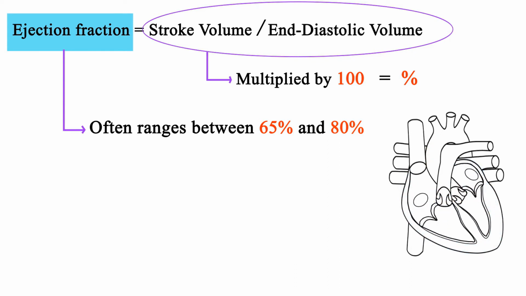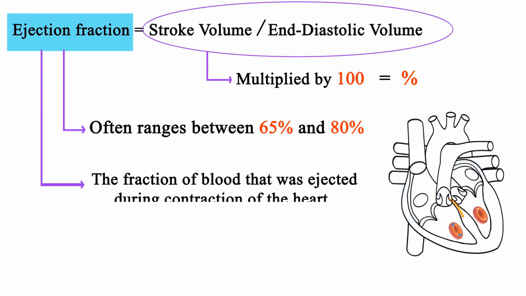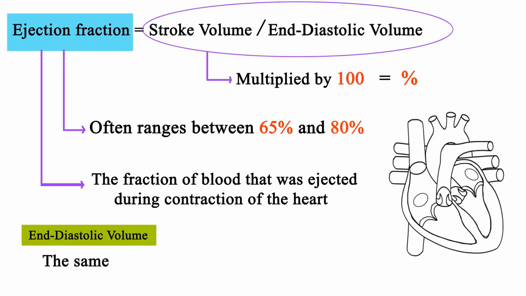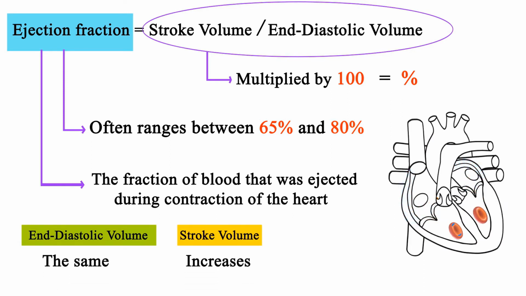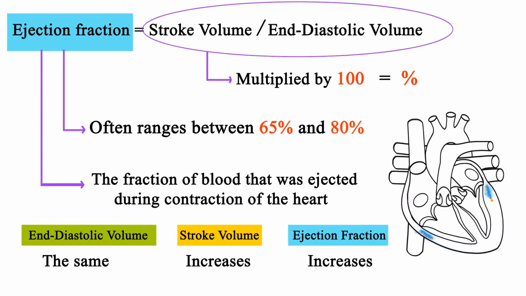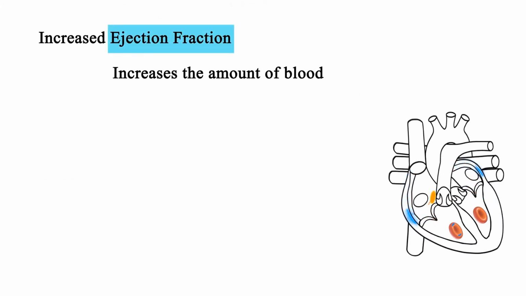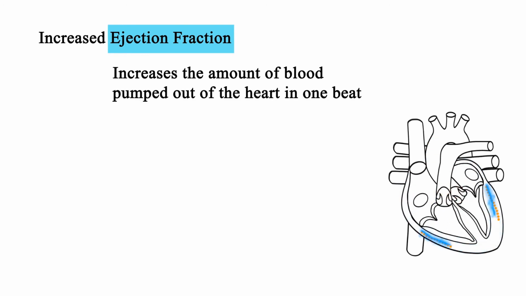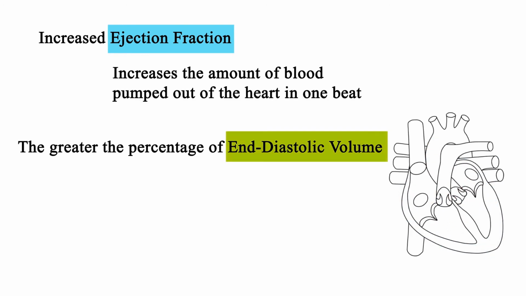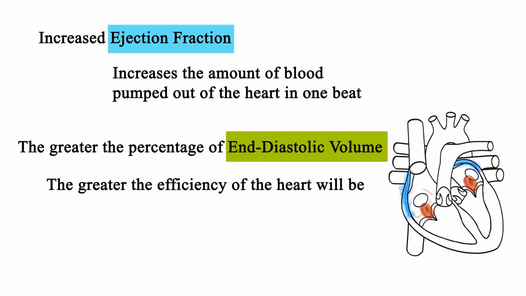Ejection fraction is a fraction of the end diastolic volume, meaning it is the fraction of blood that was ejected during contraction of the heart. If end diastolic volume remains the same and stroke volume increases, ejection fraction increases. The benefit of an increased ejection fraction is to increase the amount of blood that is pumped out of the heart in one beat. The greater the percentage of end diastolic volume that is ejected during the contraction phase of the heart, which is known as systole, then the greater the efficiency of the heart will be.